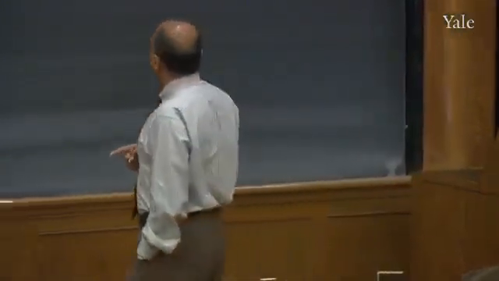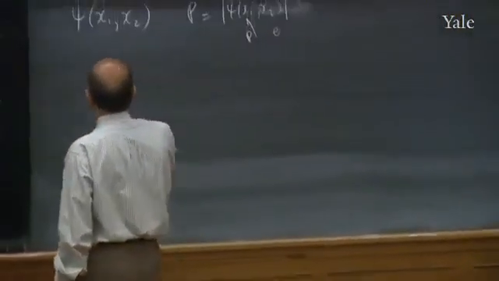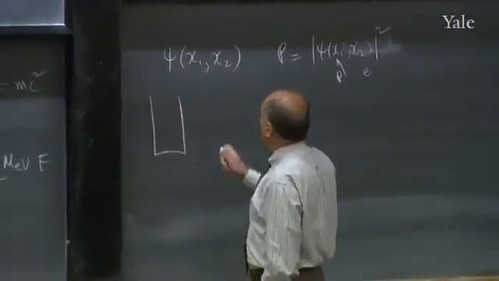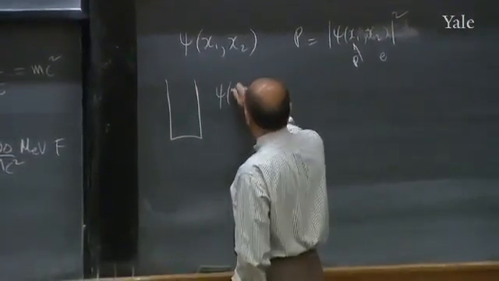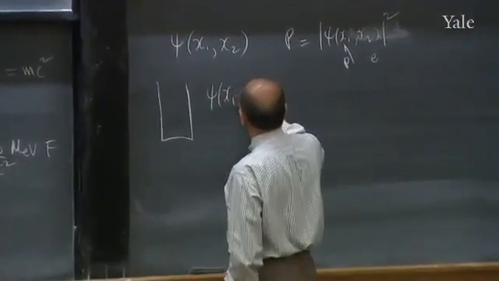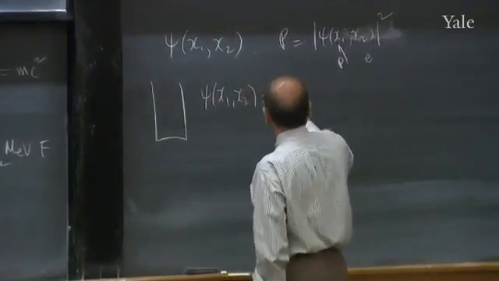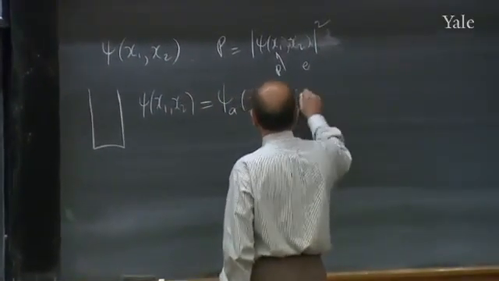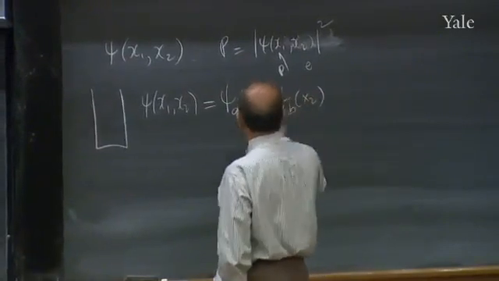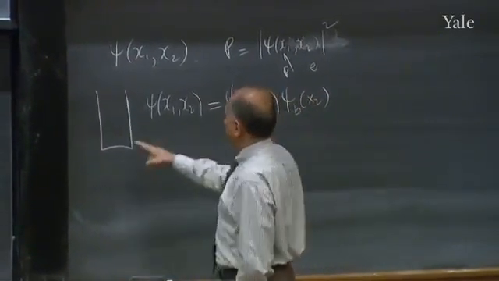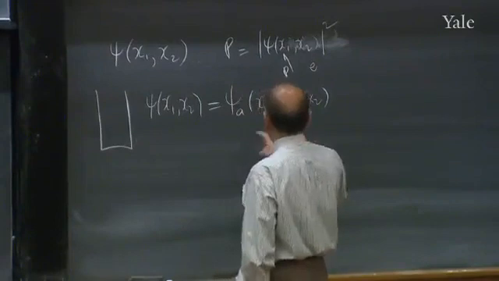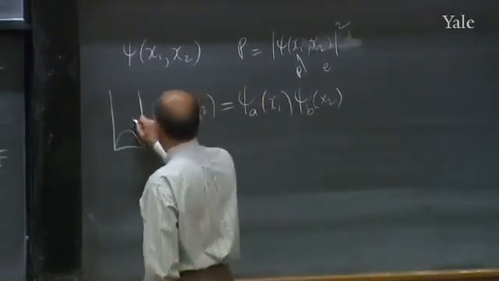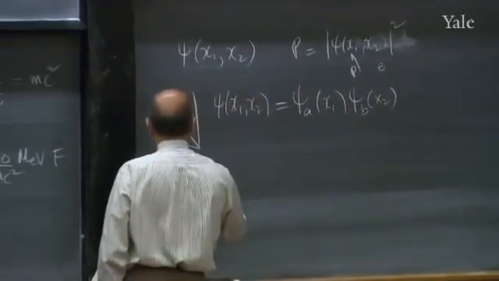Now let's take a concrete example. These guys are both in a box, let's say. And let's take a simple case, psi of x1, x2 is equal to psi a of x1 times psi b of x2, where a and b are wave functions of energy in a box for one particle. For example, this could be the state A, and this could be the state B.